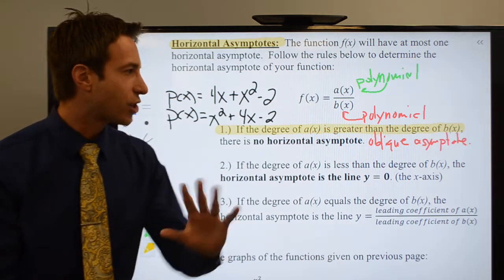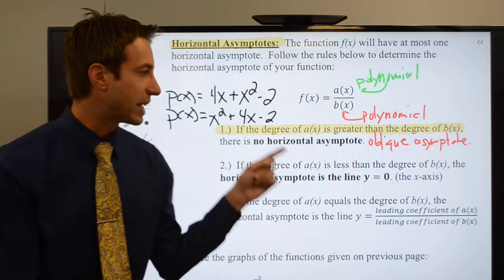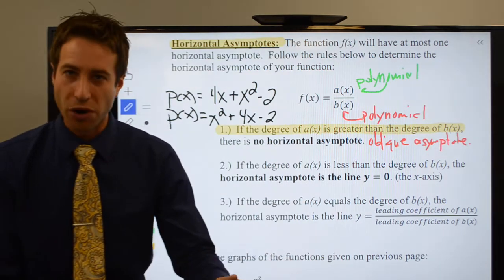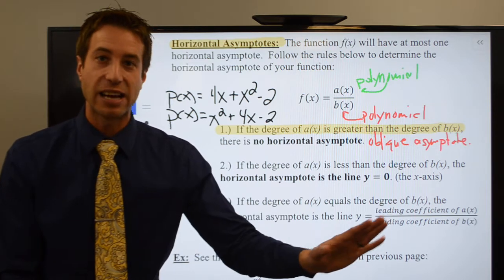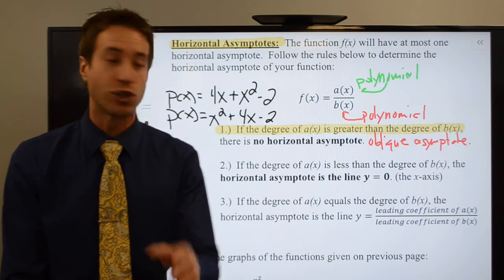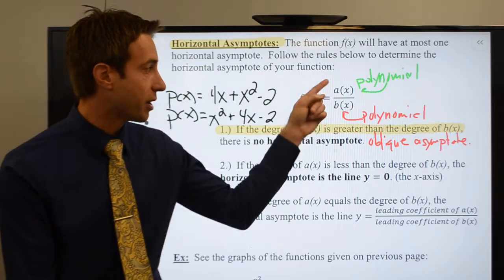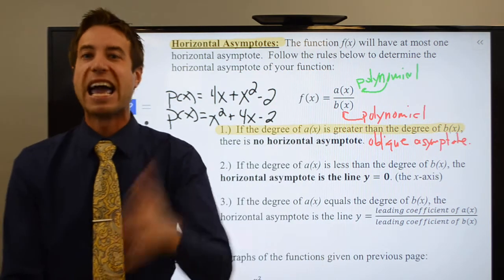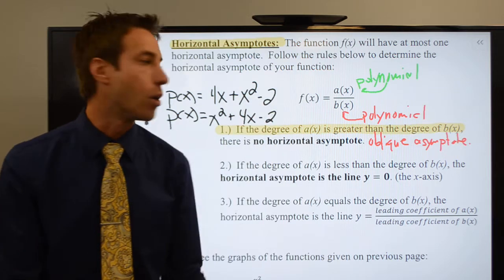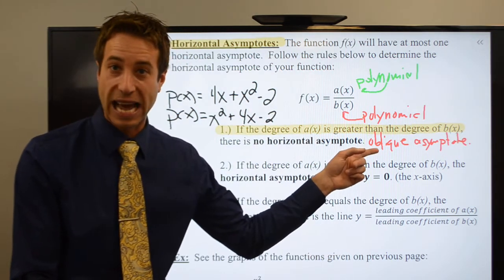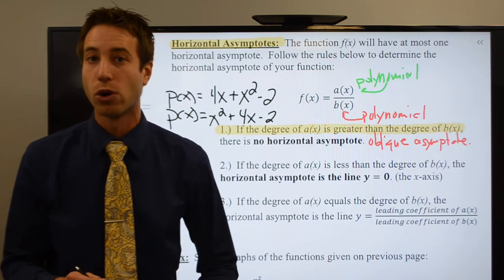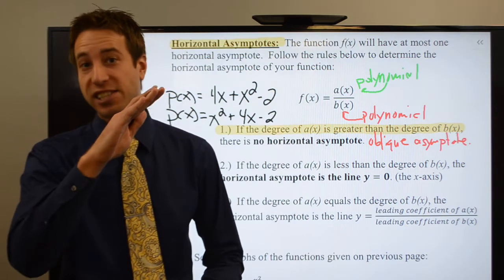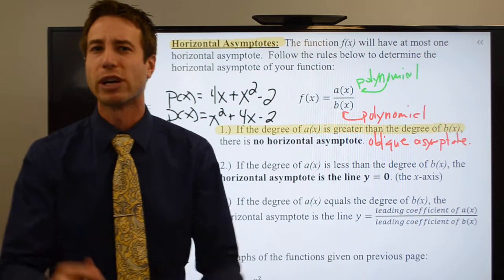Now, when we get started doing some of these problems, if we get rule 1, we'll just ignore that for the moment as we kind of get used to doing these problems. But later on in this set of notes, we'll look at rational functions where it'll be rule number 1, the degree of the top will be greater than the degree of the bottom, and I'll show you how we then go about finding that oblique asymptote. So rule number 1, no horizontal asymptote, and the reason there's no horizontal asymptote is because there's actually a slanted asymptote. And we'll look at how to find that.